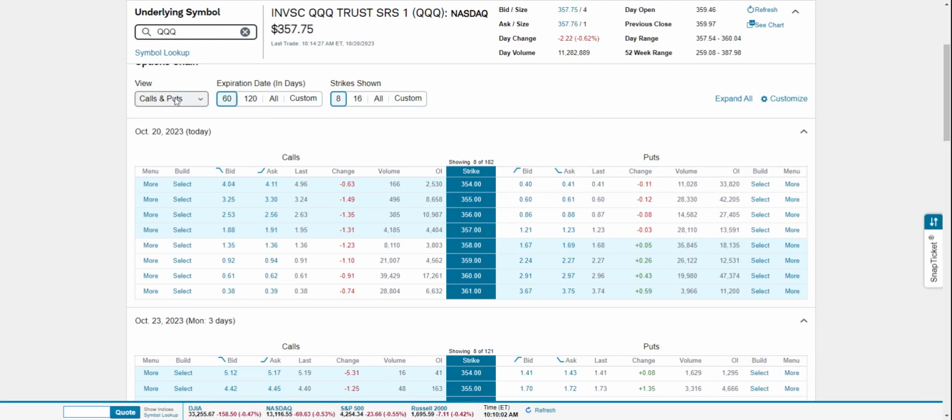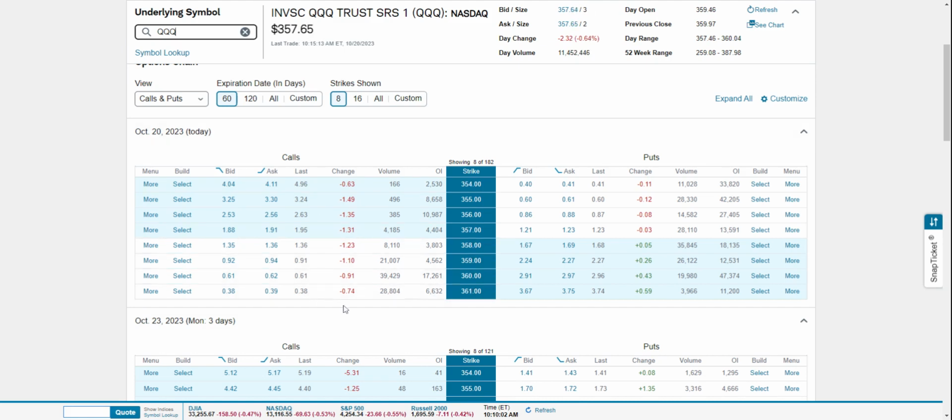You can look at calls and puts. The left side are calls, the right side are puts. Calls, as a reminder, will increase in value when the underlying stock goes up, and puts will increase in value when the underlying stock goes down. Now, there are some variables such as time value, which make that not always the case. As you see here, these options expire today. Down here, these expire on Monday. But let's look at this time frame.